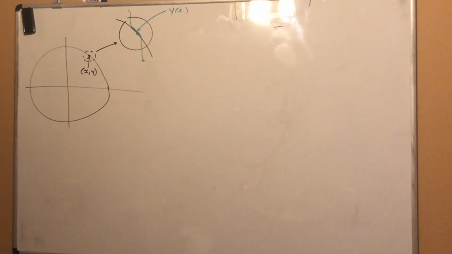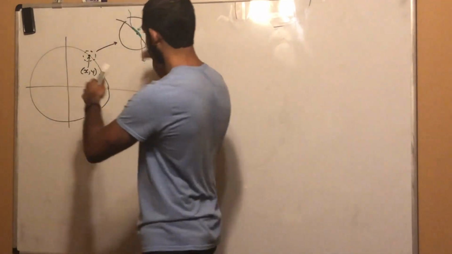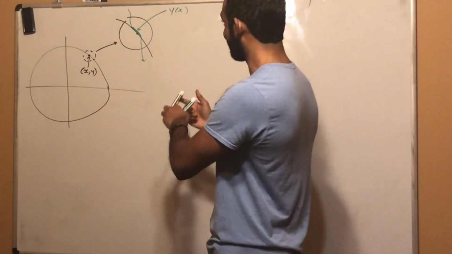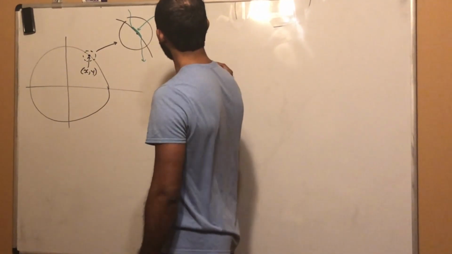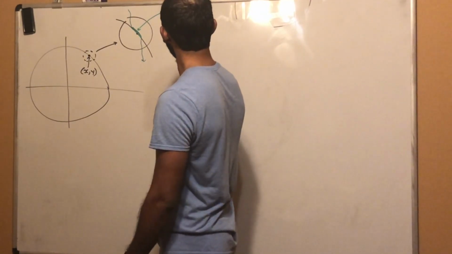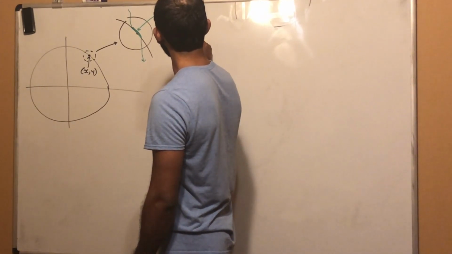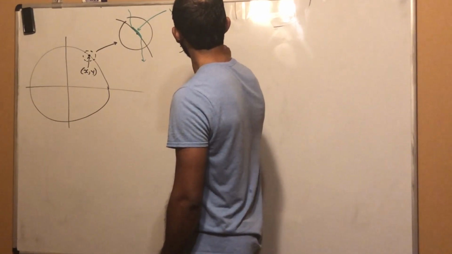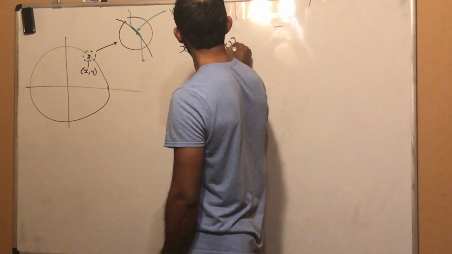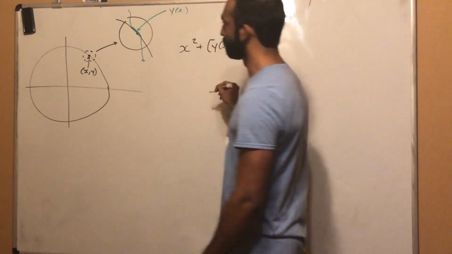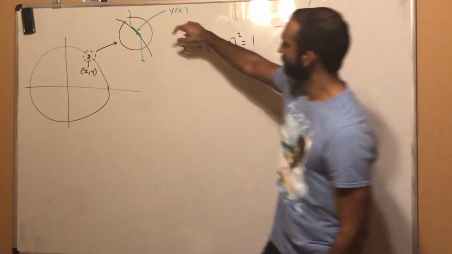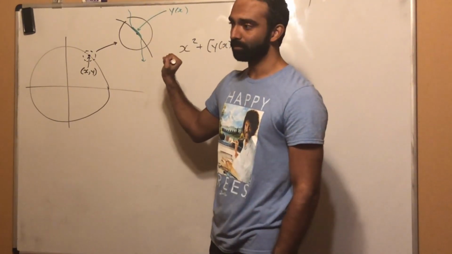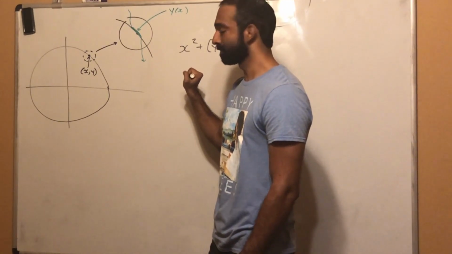And that's really all I need then to write, at this point, in the context of this point, it's certainly true that, because we're on the unit circle, x squared plus y of x squared equals 1. Yes? On this neighborhood, that is a true statement. Does that make sense? Okay.